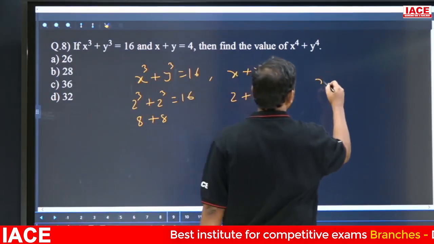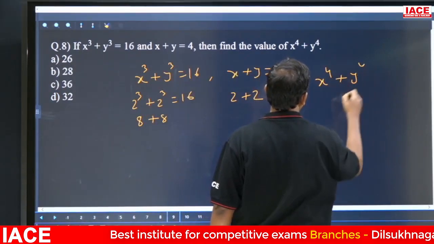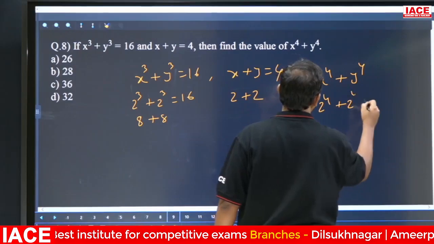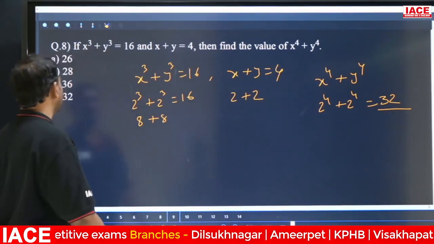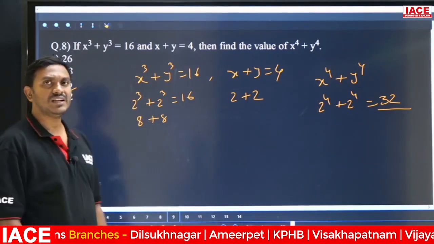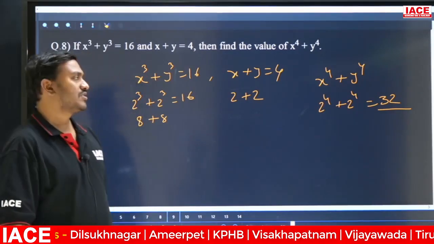So x power 4 plus y power 4 we have to find. That is 2 power 4 plus 2 power 4. That is how much? 32. So the answer is 32. 2 power 4 is 16, plus 16, 32. So 32 is the right answer. Simple question, right?